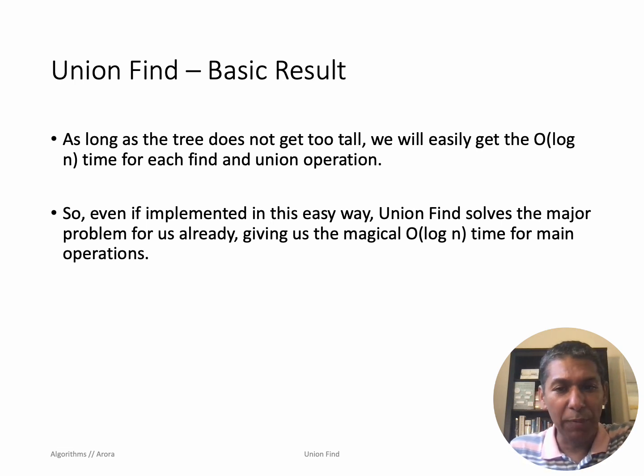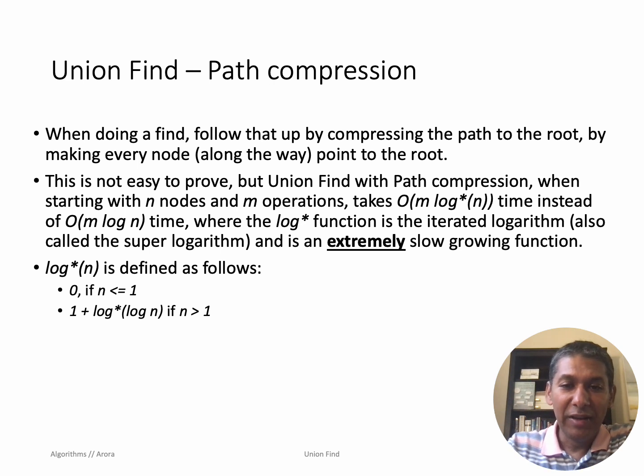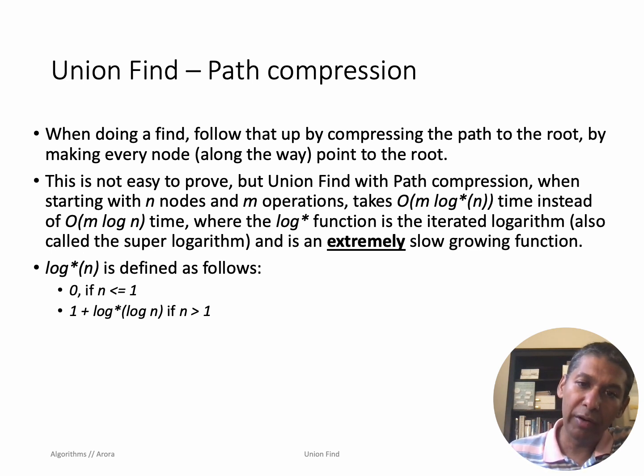We can kind of stop here, but there is another trick used in union find, which is called path compression. What path compression does is that when doing a find, you navigate all the way from the node to the root. You might as well navigate one more time and make the tree shorter by making each of the elements along this path point directly to the root. So that's what path compression does.